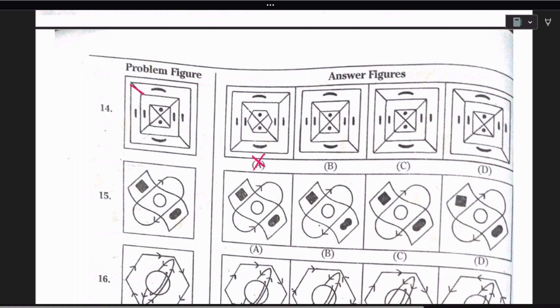Here, at the left up we are having one line and at the right down we are having one line. Here we don't have lines, but in B there is no line here, so B is also eliminated. And here a line is there, here also a line is there, but in C an extra line is also there, so C is also eliminated. But in D everything is matching and lines are also matching, so we will be selecting D.